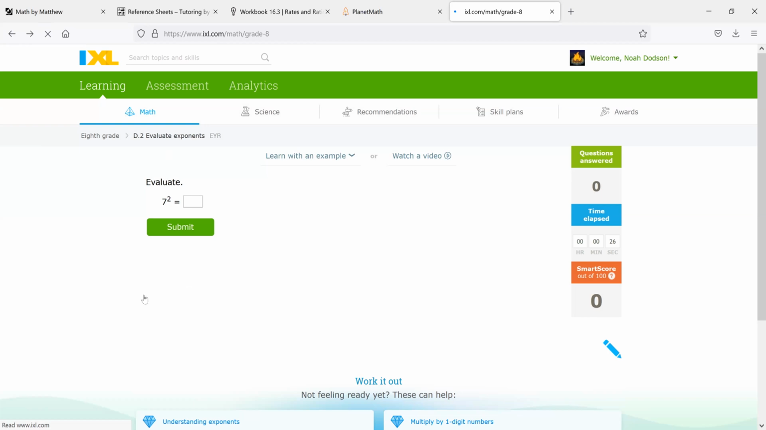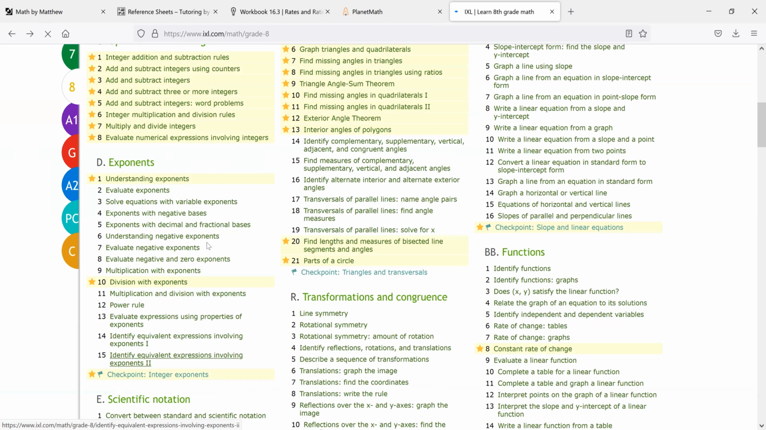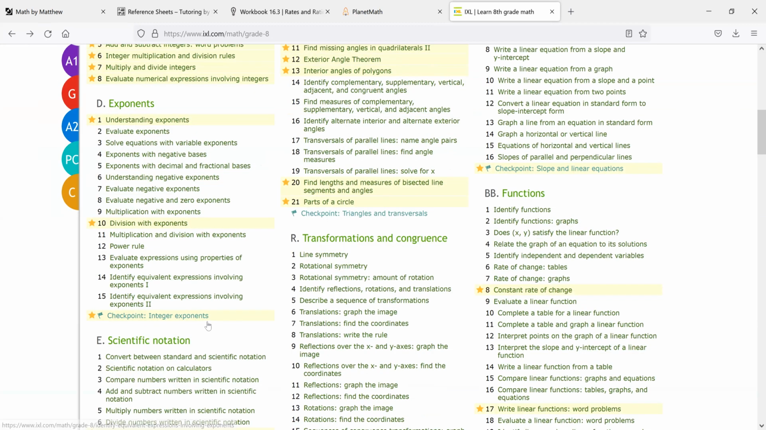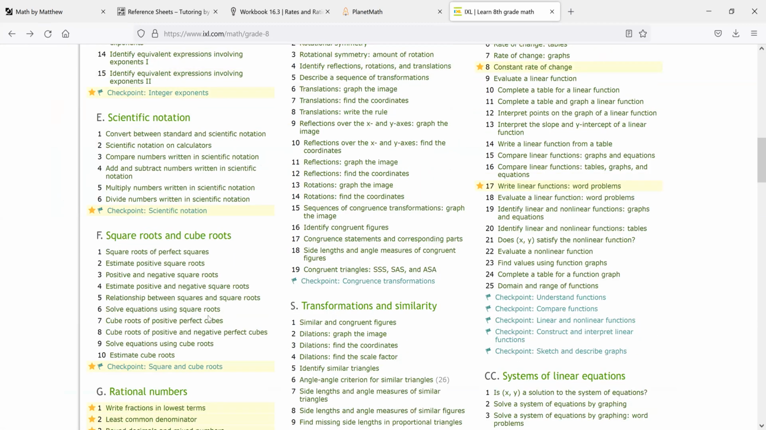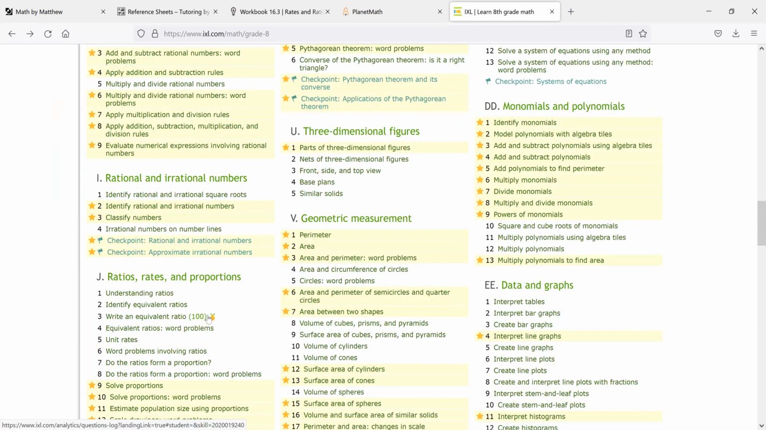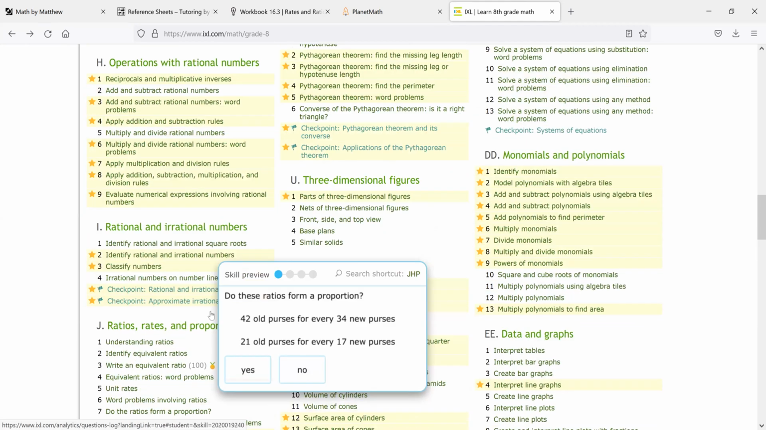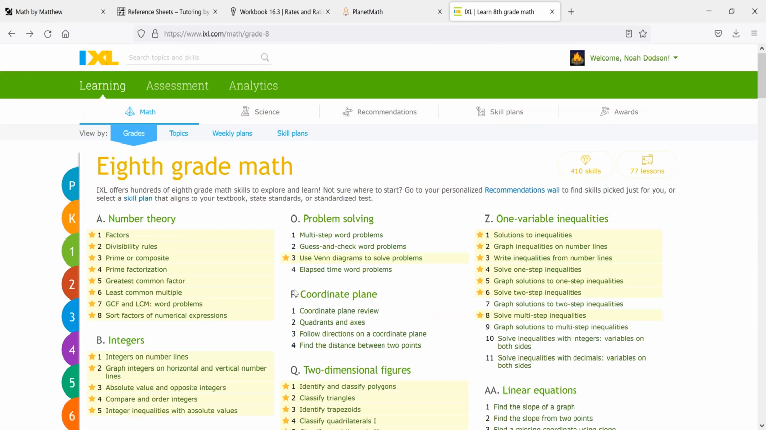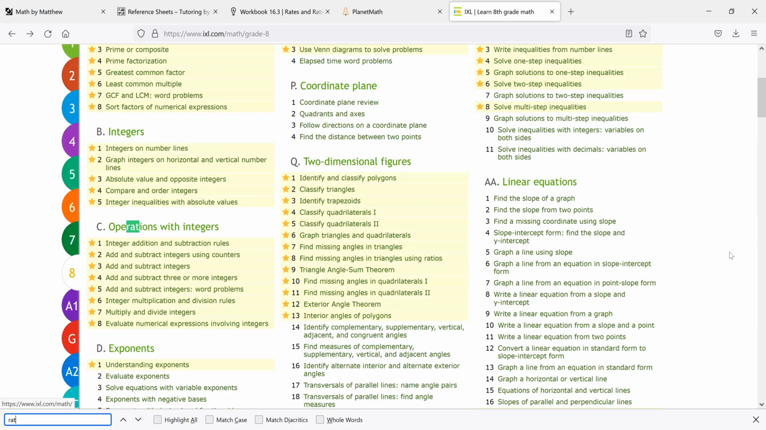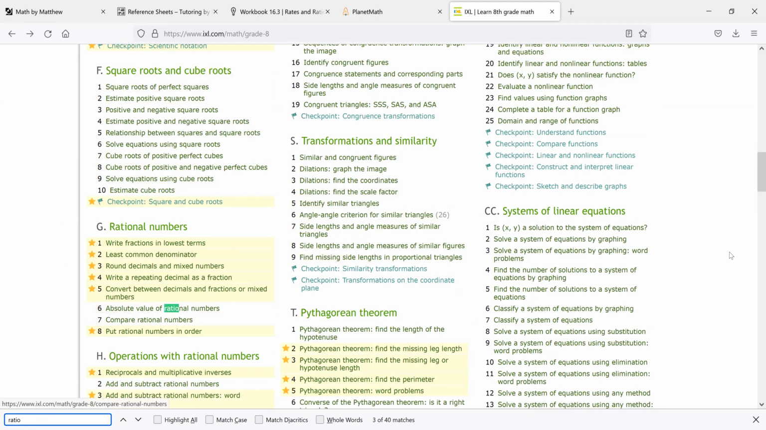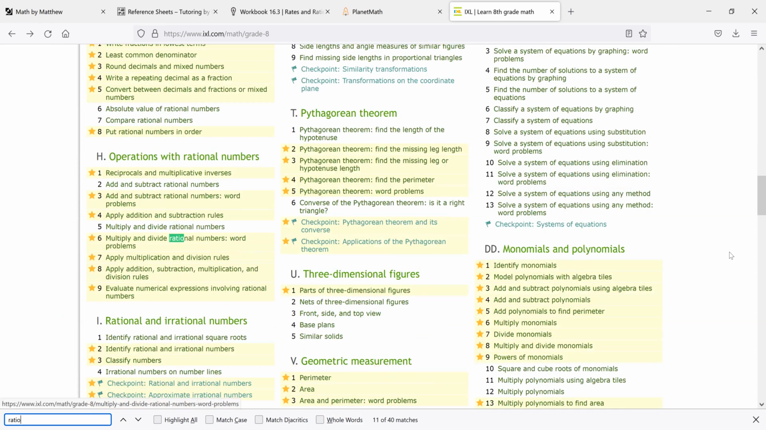7.2. Okay, so this is actually 7 to the power of 2. Powers are actually exponents. So let's see here. That's probably not a good thing for us to work on. Let's see here, ratio. Okay, let me show you what this is.